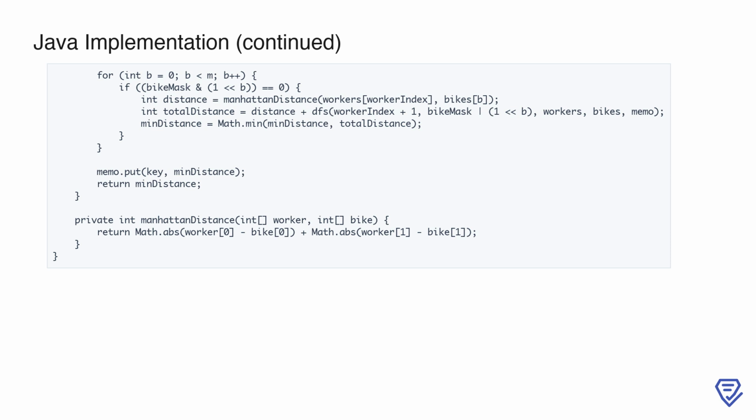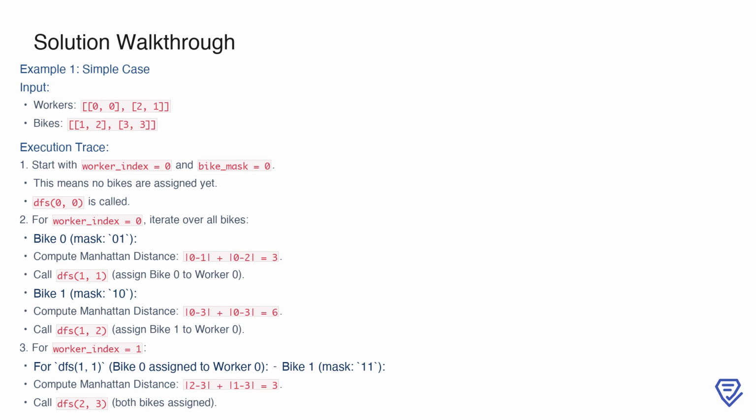The Manhattan distance method itself calculates the distance between a worker and a bike using the absolute differences in their x and y coordinates. To begin, we are solving for the minimum distance required to assign bikes to workers. In this example, we have two workers at positions 0, 0, and 2, 1, and two bikes at positions 1, 2, and 3, 3. The process starts by calling the depth-first search function, DFS, with worker_index set to 0 and bike_mask set to 0, indicating that no bikes have been assigned yet.